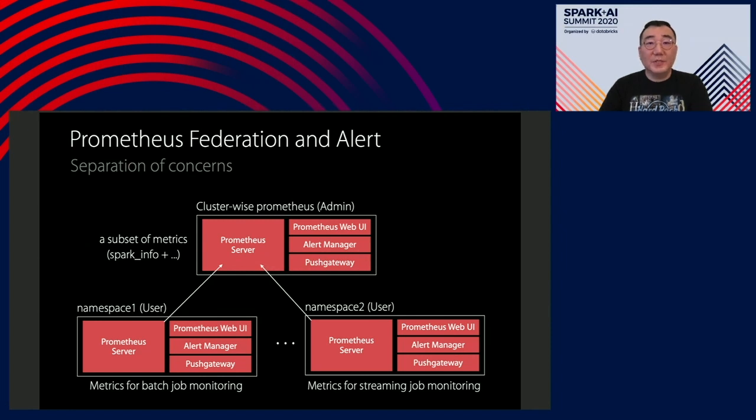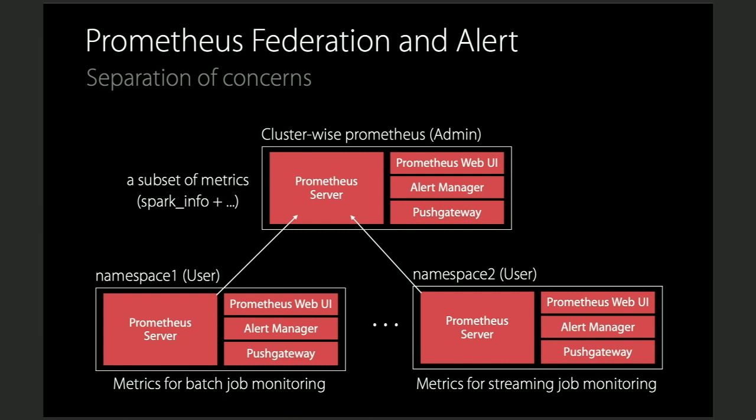To use Prometheus monitoring in Kubernetes cluster, we recommend to use Prometheus Federation way and follow the principle of separation of concern. Every user namespace has a Prometheus server managed by its user. For example, namespace 1 collects only batch job monitoring metrics, while namespace 2 collects streaming job monitoring metrics. And the cluster-wise Prometheus server only monitor a subset of metrics like spark_info.